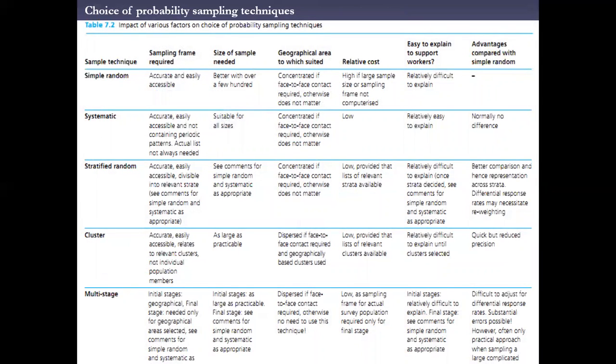So these are the examples or choices of probability sampling. By reading this slide, you can easily know why we need to use probability sampling, what the benefits are, and what the advantages and disadvantages of probability sampling are.